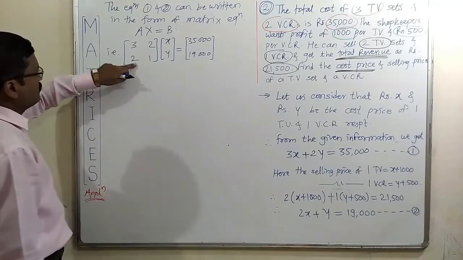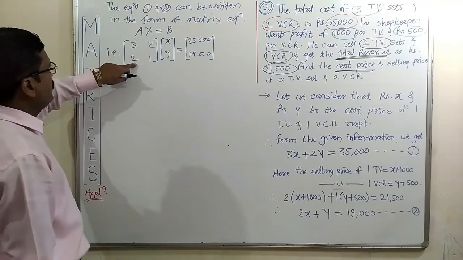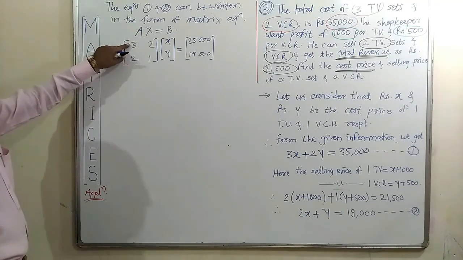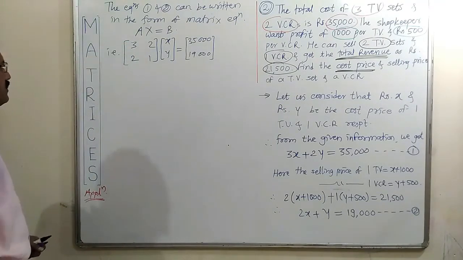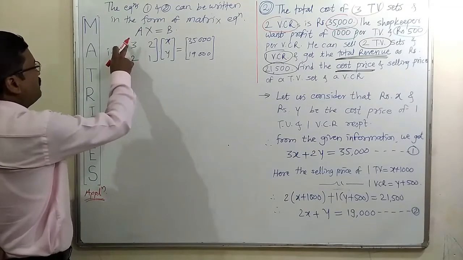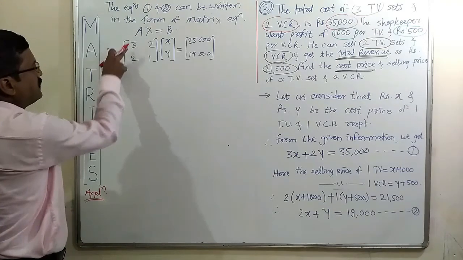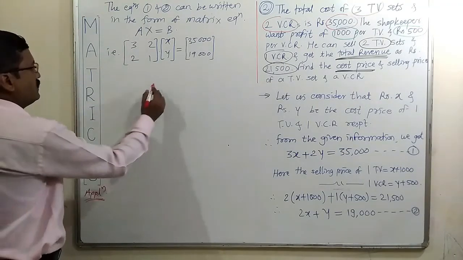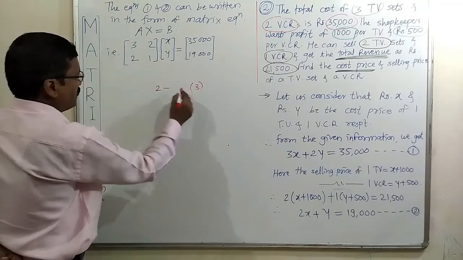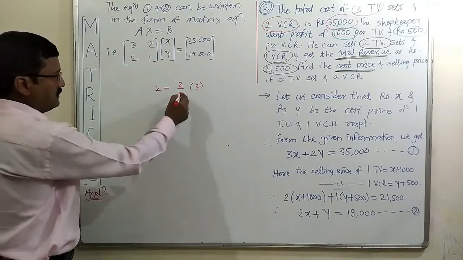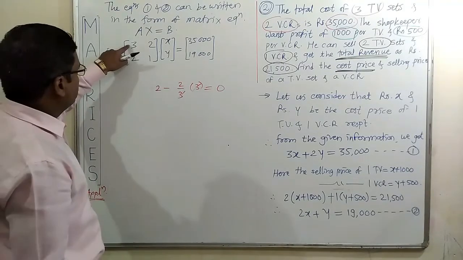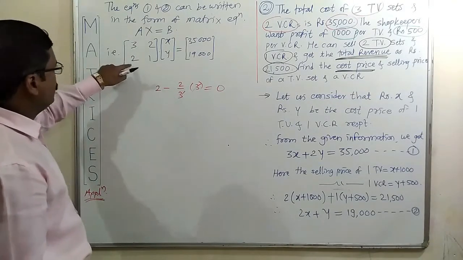Now we want 0 here. How can we get 0? If you divide this by 3, we will get 1, and then multiplying it by 2, then subtraction. Otherwise, we can get 0 here by multiplying this by 2 by 3 and subtracting from this 2. I will write that calculation. 2 minus, if you multiply this 3 by 2 by 3, then this 3 will get cancelled, and 2 minus 2 will lead to 0. So multiplying this element by 2 by 3, we get 0 here.